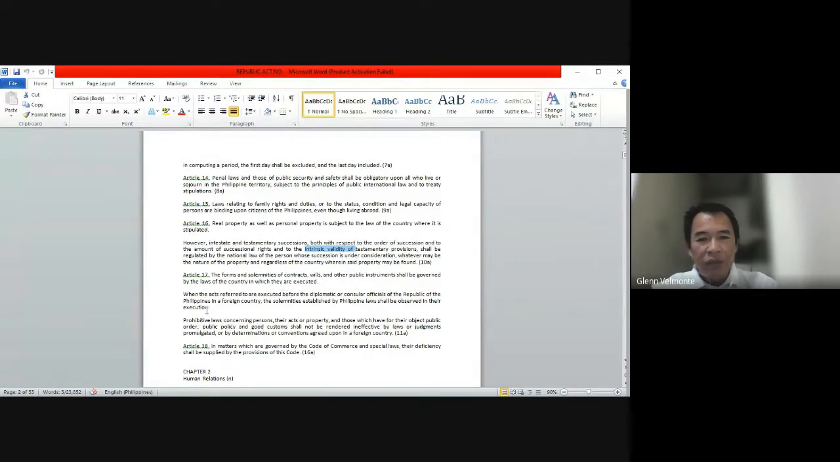Okay? So if the acts referred to are executed before the diplomatic or consular officials of the Republic of the Philippines in a foreign country, the solemnity established by the Philippine laws shall be observed in their execution. Now, but if, for example, you solemnize it in the presence of a diplomat, so take note, what happened?